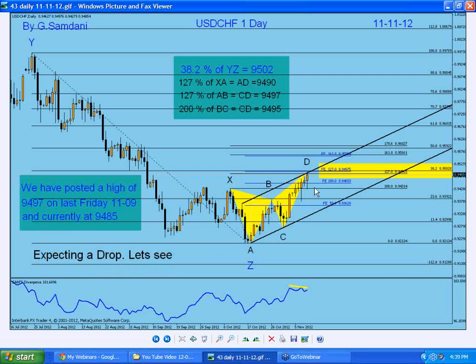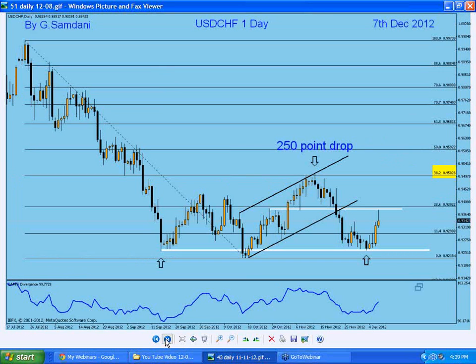Let's see. I was ready with my guns loaded, and the next thing you know, we drop all the way down to this support, 250 points. What it is, even in its drop, several times it makes a rally. It's like a pullback on a smaller time frame. If you see, this is a daily chart, by the way.